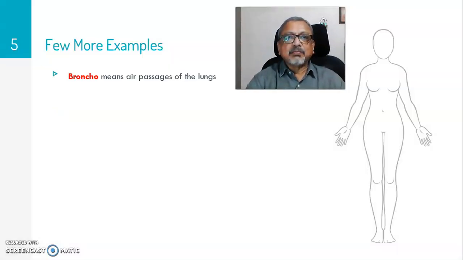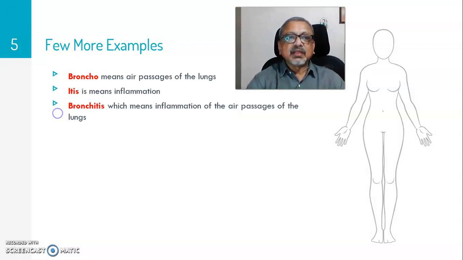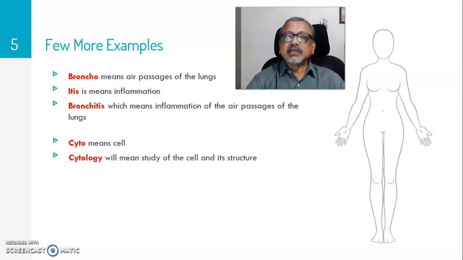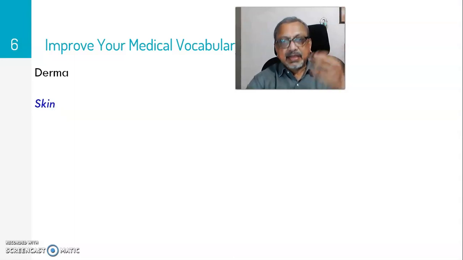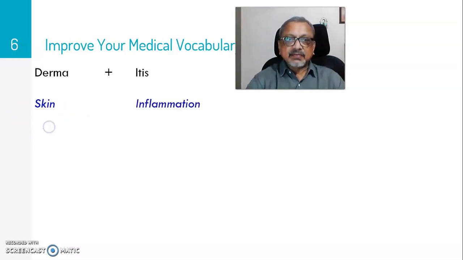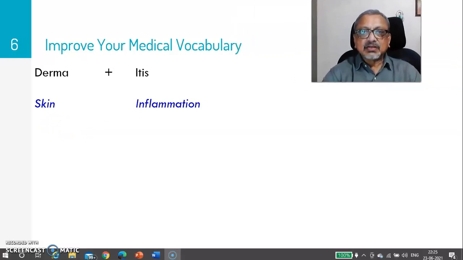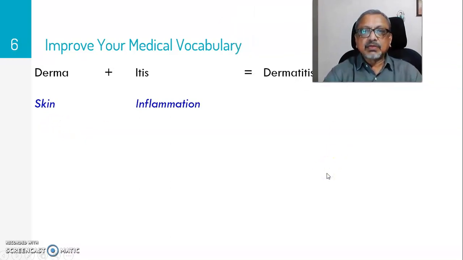A few more examples. Broncho means the air passage of the lung. Itis means inflammation. So bronchitis means the inflammation of the air passage of the lungs. Cyto means cell, and cytology means study of the cell and its structure. Thereby many new words can be formed if we understand the basic words. So derma is skin, itis means inflammation. So the new word which can be formed is dermatitis, that means inflammation of the skin.